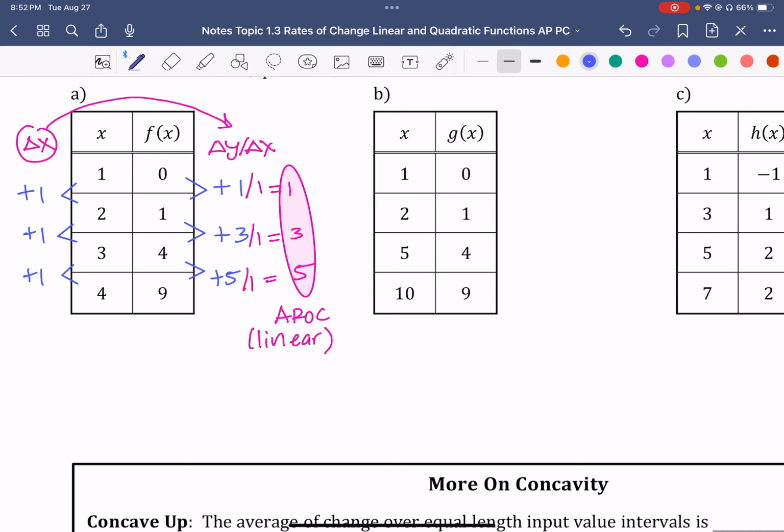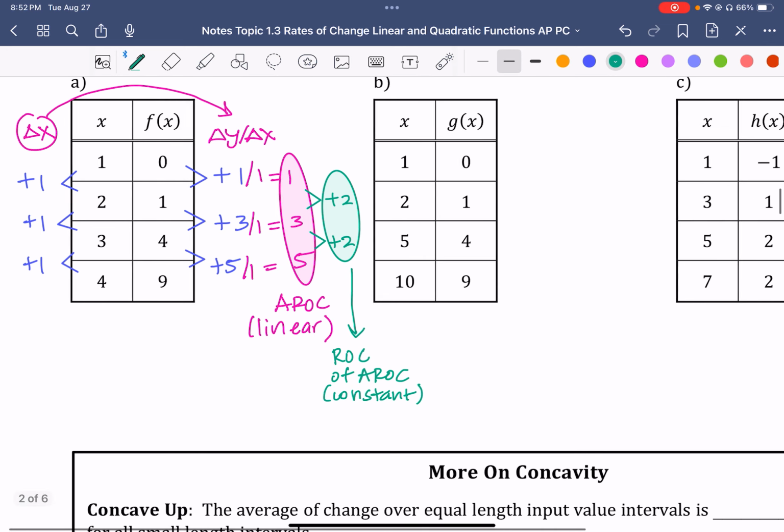Now I'm going to repeat the process again. So to get from 1 to 3 and 3 to 5, I need to add 2. Now that's the second time I repeat the process. I'm going to circle these, and I'm just going to write this down here because I kind of ran out of space. I'm going to say the rate of change of the average rate of change is constant, because the 2's are the same.